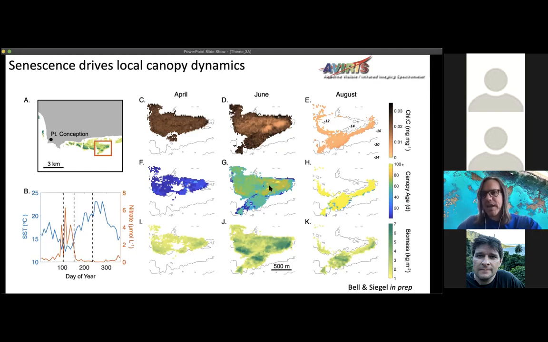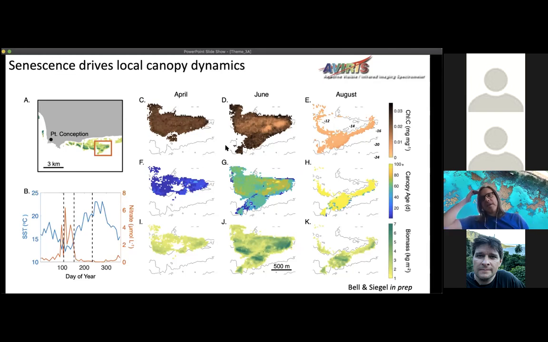We estimated canopy age based on our time series of Landsat. When we first saw a canopy pixel pop up, we gave it an age of 1, and then we counted the days through time that we observed that pixel. So we tended to see older canopy where we first saw the canopy appear in April. By August, we saw a complete loss of this canopy in the middle, right, which had these lower chlorophyll to carbon ratios in June. And we did not see a loss, at least in August, of the canopy which we saw grow between April and June, right?